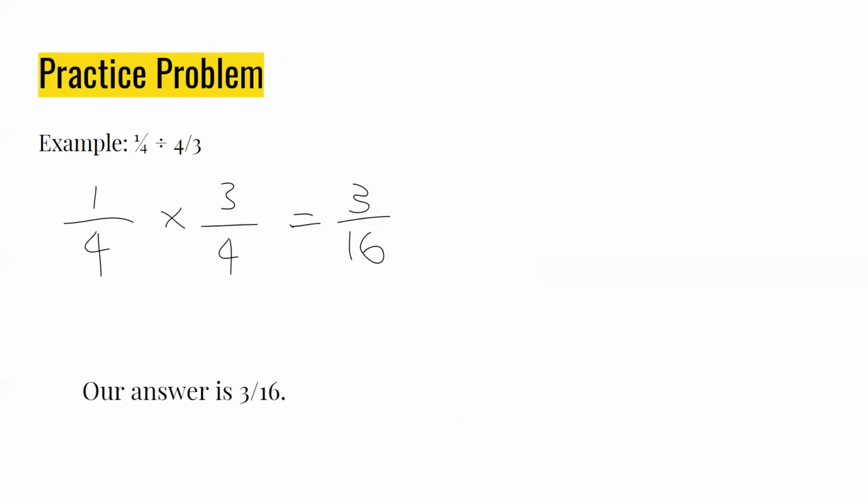Let's look at a practice problem. We have 1/4 divided by 4/3. What we do here is we find that the divisor is 4/3. So when we want to do this problem, we have to flip that and find the reciprocal. The reciprocal of 4/3 is 3/4. And then we change the division to multiplication. So we have 1/4 times 3/4, and that gives us 3/16. So our answer is 3/16.